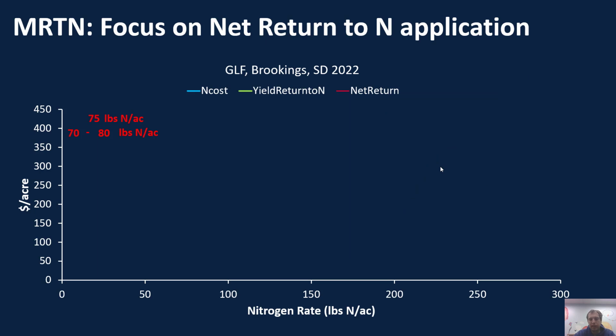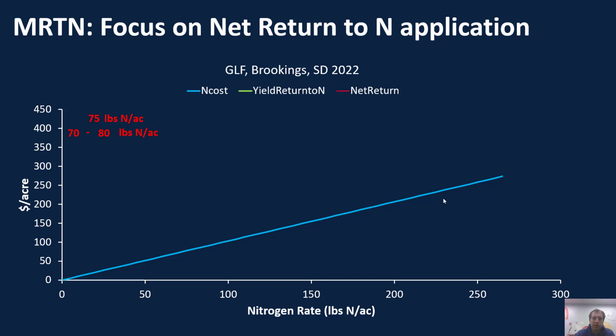So this is a graphic explaining the maximum return to nitrogen. Here, instead of looking at yield, we're going to look at dollars per acre versus our nitrogen rate. And this is a field in Brookings, South Dakota in 2022. So first of all, the cost of nitrogen: as our nitrogen rate increases, that cost, dollars per acre, is linear. The more you put on, the more it costs, a linear relationship. Next thing we're going to look at is this green line.